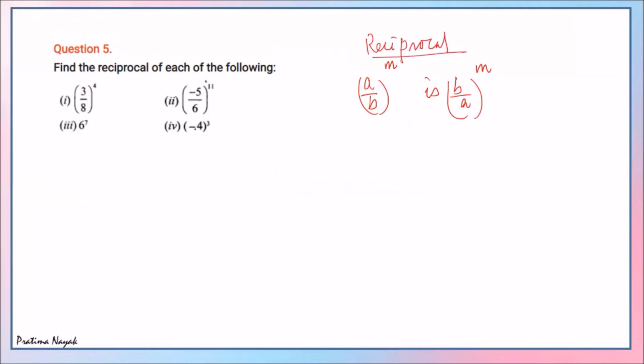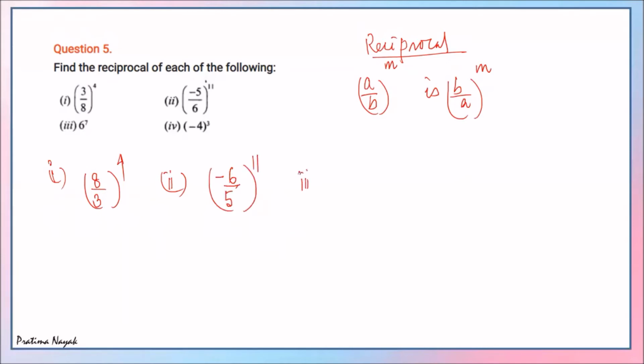Then what will be the reciprocal of the first one? It will be 8 by 3 to the power 4. What is the reciprocal of the second one? It will be 6 by minus 5, but where I write negative, the 6 will carry the negative because it is in the numerator. So it will be to the power 11.